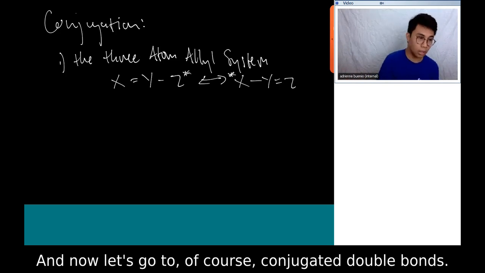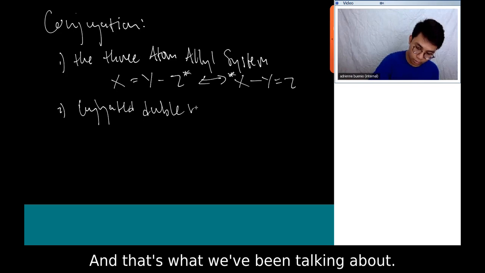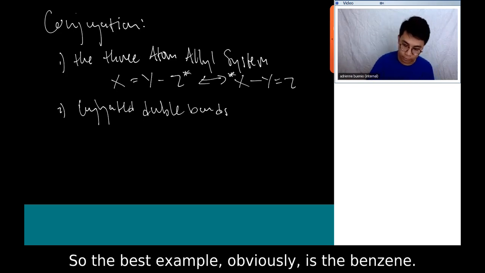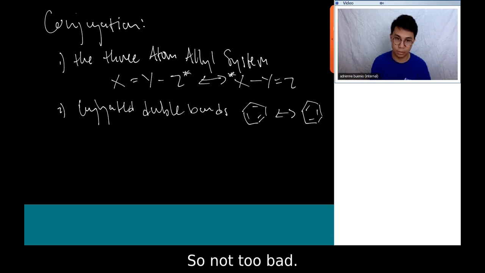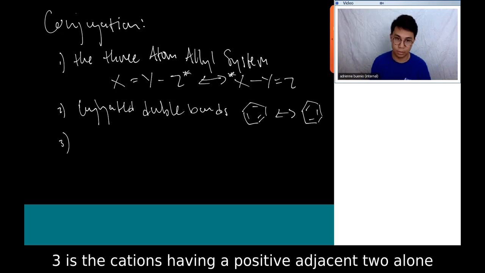And now let's go to, of course, conjugated double bonds, and that's what we've been talking about, right? So the best example, obviously, is benzene, right? So that's two. Three is the cations having a positive charge adjacent to a lone pair.